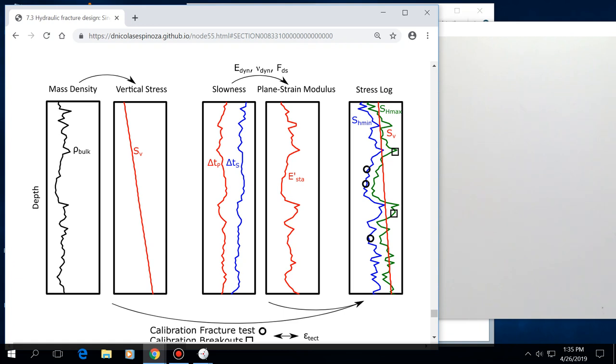But what you do know sometimes is the minimum principal stress from a hydraulic fracture test, and sometimes the maximum stress from, for example, breakouts, as you did in your exam. With these values, you can calibrate what that tectonic strain is, so you have a better model of the horizontal stress as a function of depth. And this is basically what you have to do, okay?